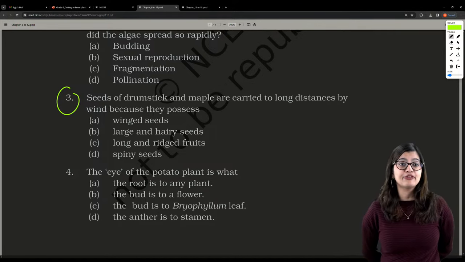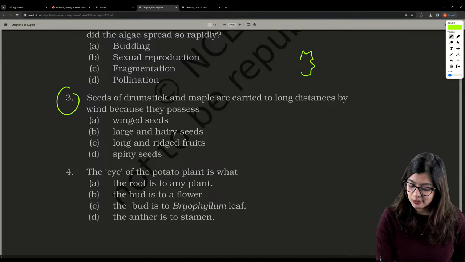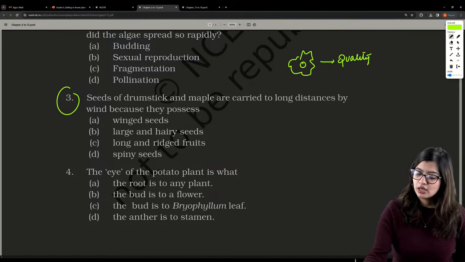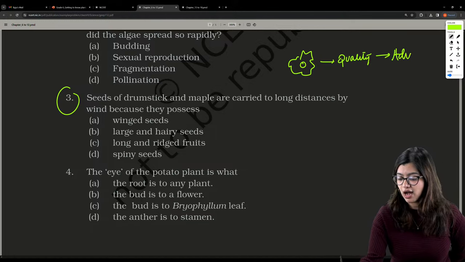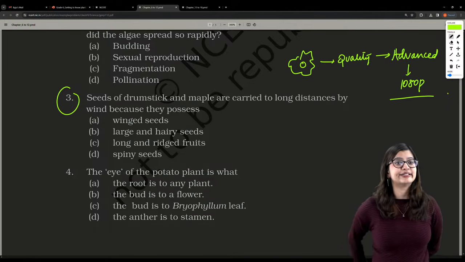Now in the meanwhile, for all of you who are telling me you're facing issues, go to the settings button, right? Click on quality, go under quality, click advanced. Under advanced, press 1080p. You should be able to see it clearly.